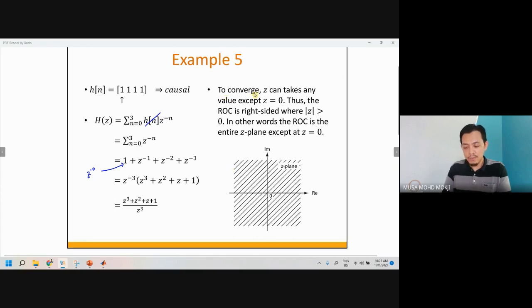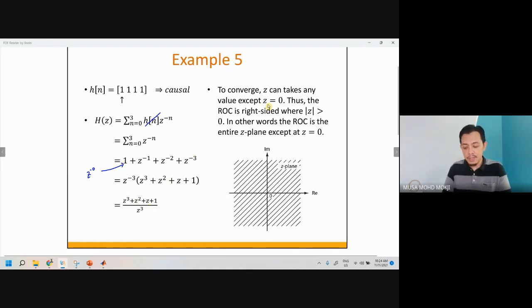So to converge, z can take any value. Any value except z equals 0. What happens if z equals 0? The denominator will become 0, and something divided by 0 becomes infinity. So only that value. For the rest, whatever you put there, you'll get some value.